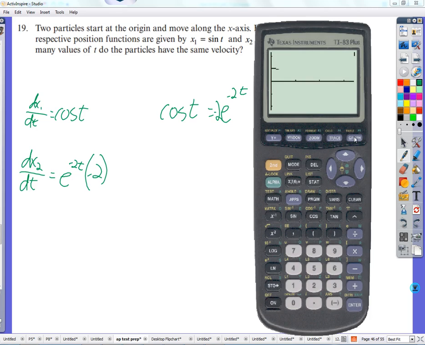And let's look at the graphs, which I am not zoomed in correctly. I can change my window so that I'm on the time scale that they're talking about, like from 0 to 10. I go 10.1 so that tick mark is in the window for sure. I'll graph it again. Make sure you're in radians. That's the assumption that they're making, is that you're in radians unless otherwise indicated.